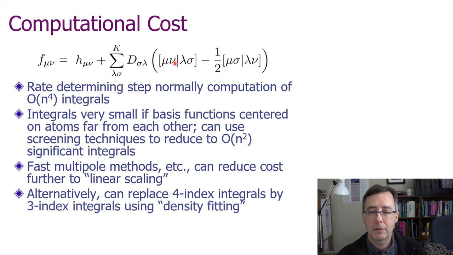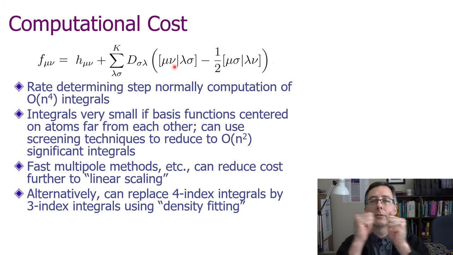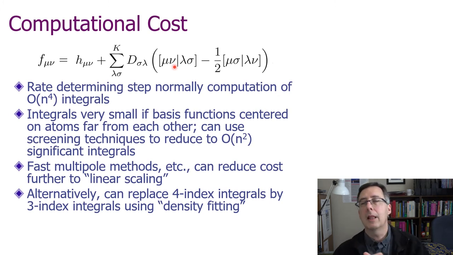If I'm a little cleverer, I can discover that the integral depends on the overlap between basis function mu and basis function nu. So they need to be close to each other spatially. And then likewise, lambda and sigma have to be close to each other. So if taking that into account, then it reduces to something more like order n squared significant two electron integrals.